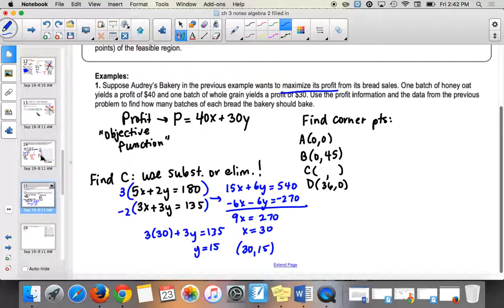All right, does that make sense? So that's the point for C. That's what we just found, 30, comma 15.